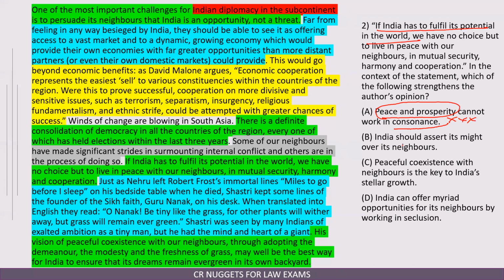They cannot work in consonance. In fact, author is saying that they will work in consonance, so can't be the answer. India should assert its might over its neighbor. Again, opposite of what is being mentioned. Peaceful coexistence with neighbor is the key to India's stellar growth. This is what is being mentioned again. So this should be the answer.